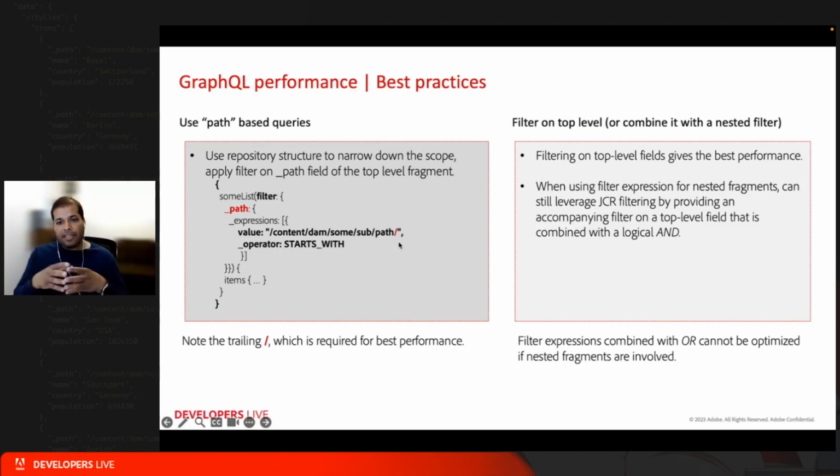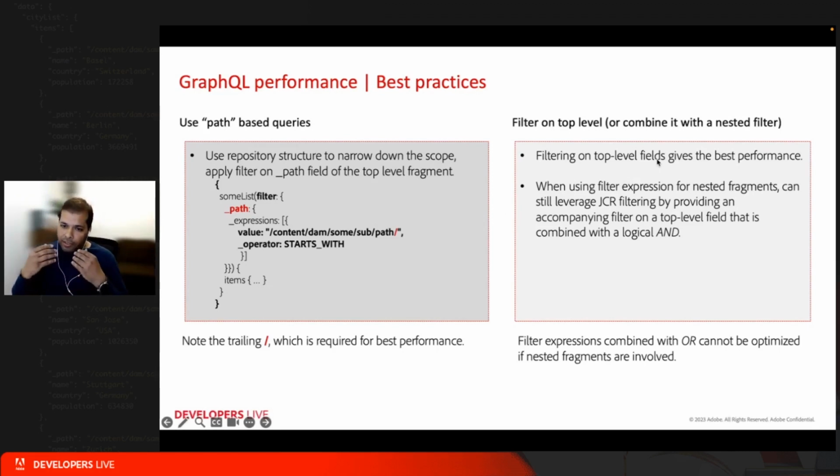would not put it, the starts-with operator might match many other unnecessary paths as well, and therefore it might return more results than intended. Next, you should use filters on the top level, as JCR level filtering is only for top-level filters. So that gives the best performance.